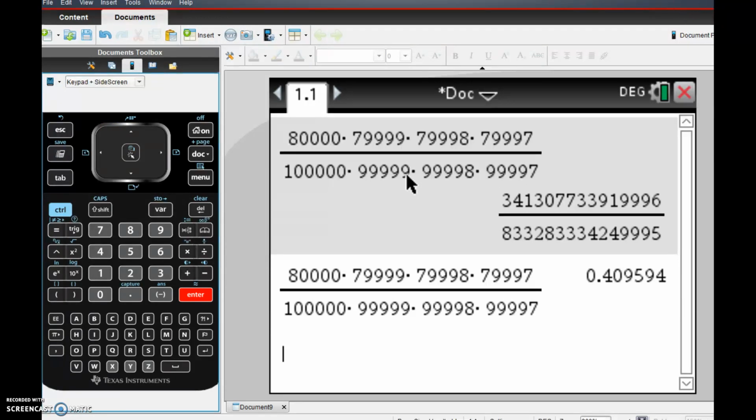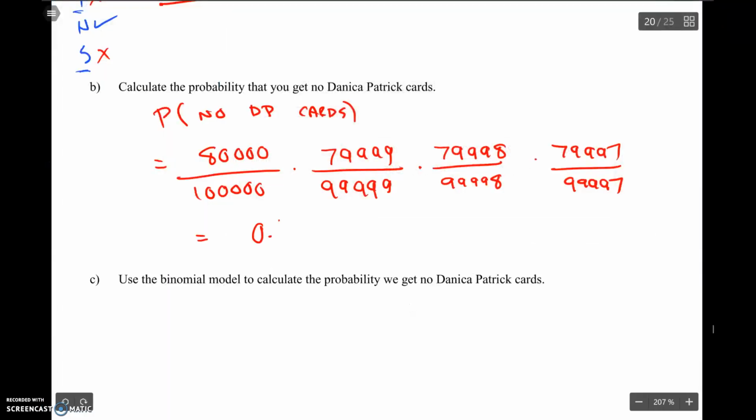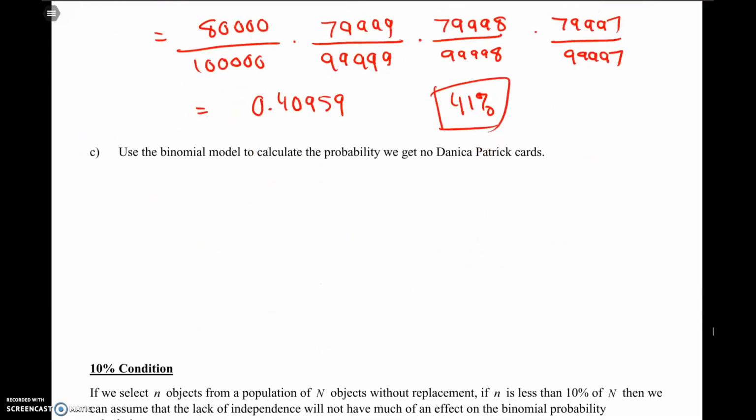40959. So about 41%. So there's a 41% chance you don't get any Danica Patrick cards in 4 picks. Use a binomial model to calculate this probability.